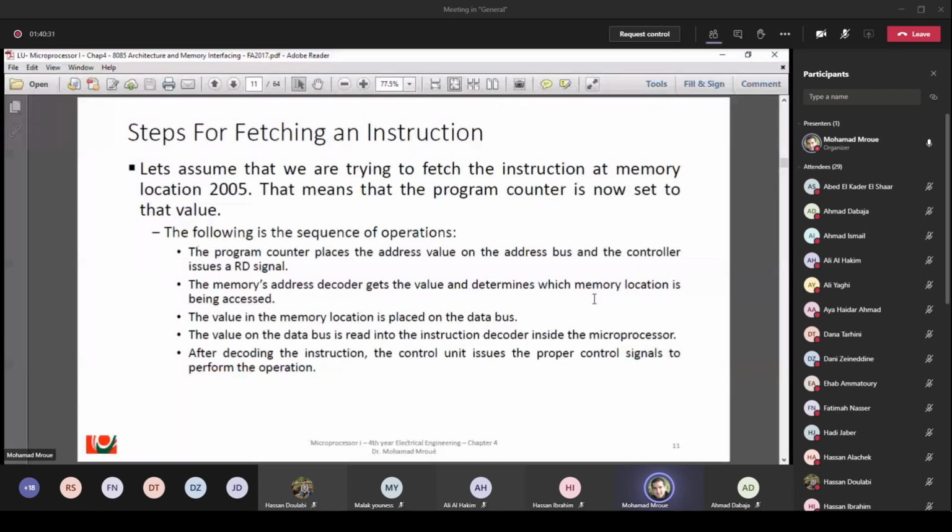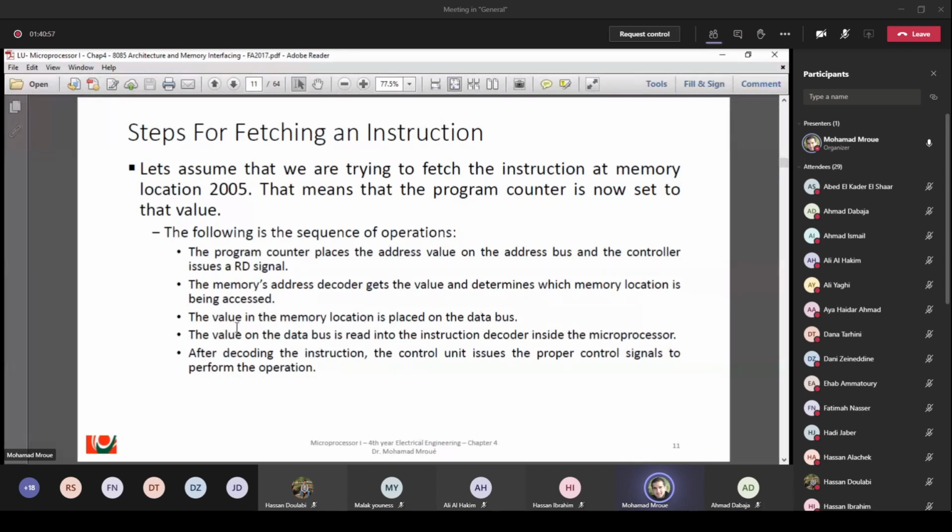Okay, the memory's address decoder gets the value and determines which memory location is being accessed. Okay, so the memory address decoder, meaning the memory chip, will read the value on the address bus, which is 2005 in hexadecimal, and determine which memory location it is. The value on the memory location now is placed on the data bus. So the memory will put this value on the data bus. Of course, I have activated the memory.